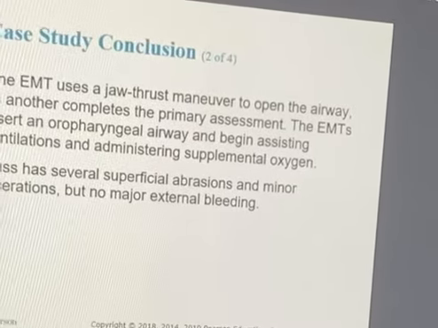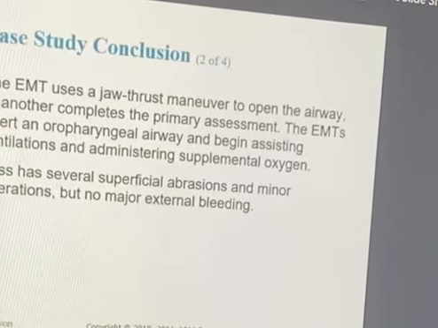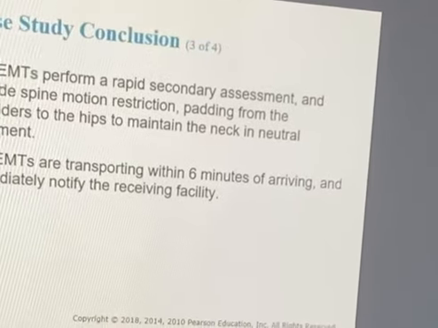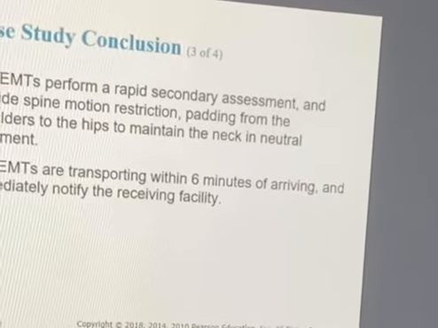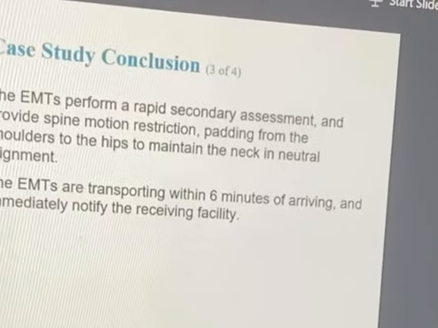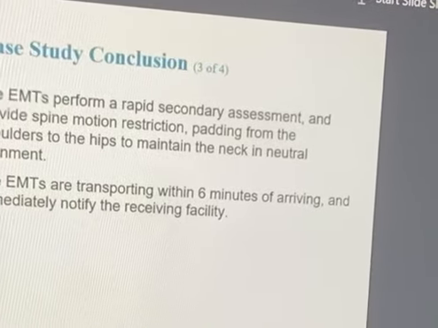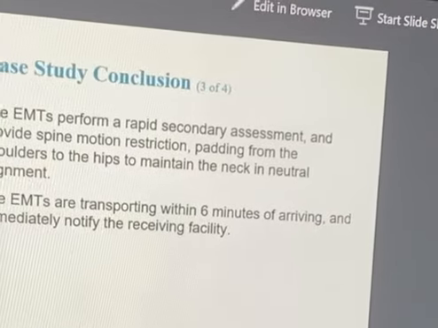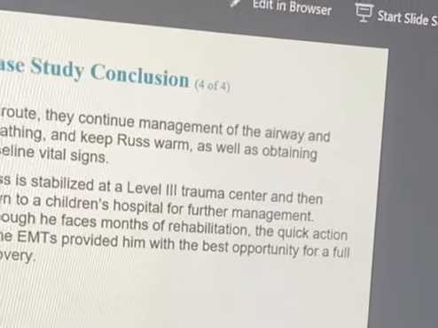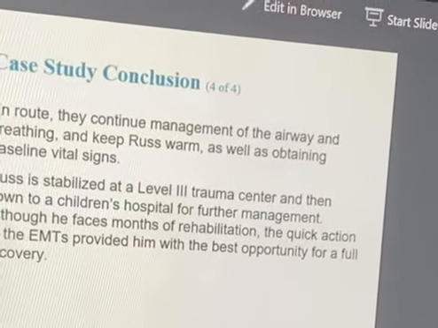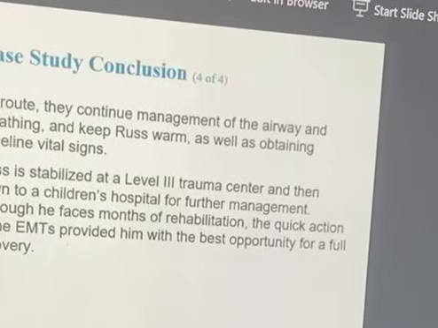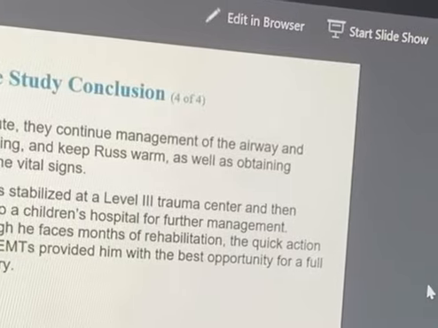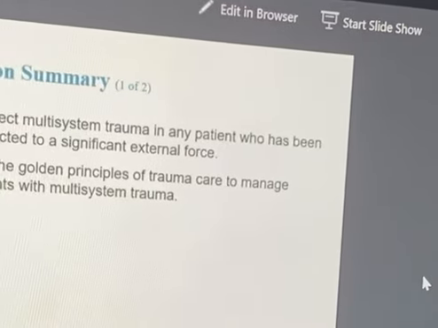Russ has several superficial abrasions and minor lacerations, but no external bleeding. The EMTs perform a rapid secondary assessment and provide spine motion restriction, padding from the shoulders to the hips to maintain the neck in a neutral alignment. The EMTs are transporting within 6 minutes of arriving and immediately notify the receiving facility. En route, they continue management of the airway and breathing and keep Russ warm, as well as obtaining baseline vitals. Russ is stabilized at a level 3 trauma center and then flown to a children's hospital for further management.